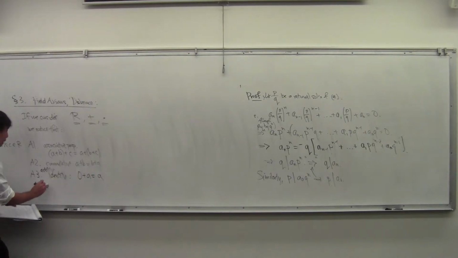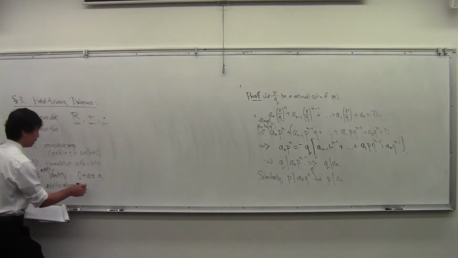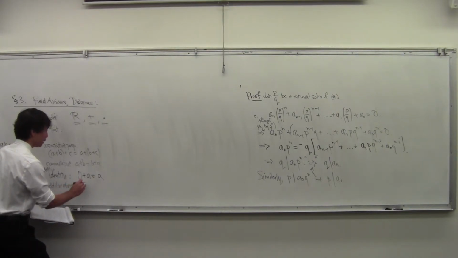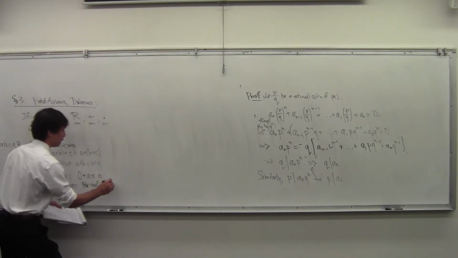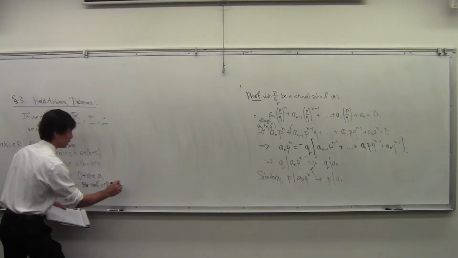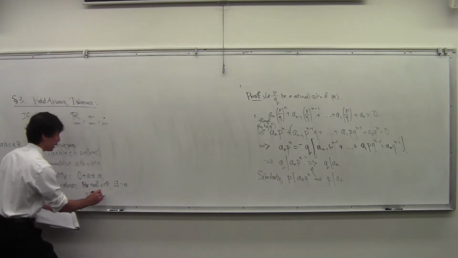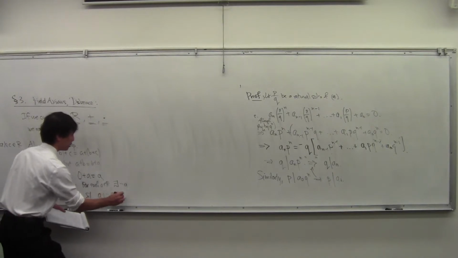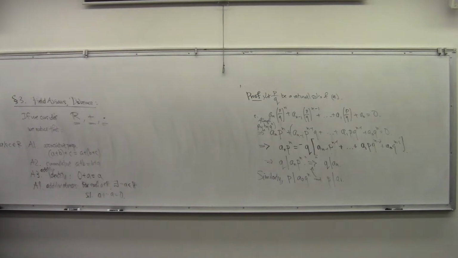And then there are what are called additive inverses, right? For each A, there exists some sort of negative A, such that A plus negative A is the additive identity.